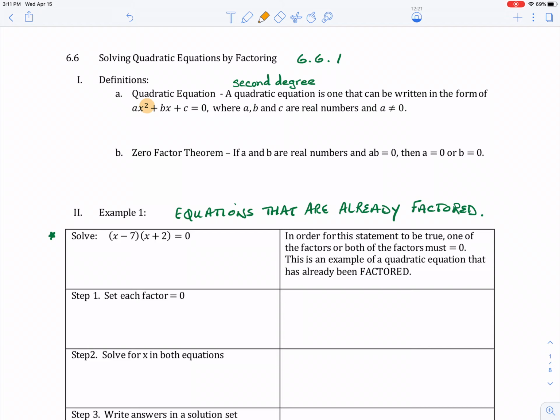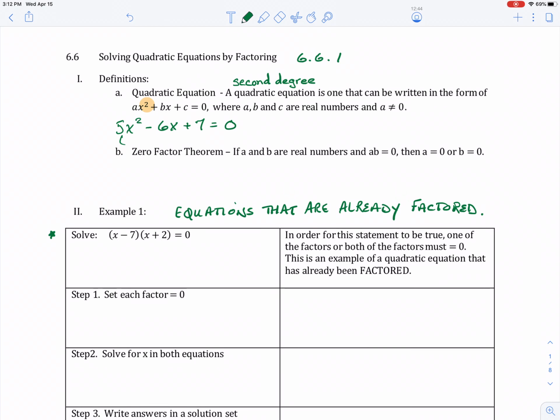So the first thing I'm going to show you is how to make sure you understand what standard form is. Standard form places the second-degree term in the first position, the first-degree term in the middle, some sort of constant on the end, and then it's all set equal to 0 on the other side. What you and I will be doing is trying to figure out a way to factor this left-hand side.